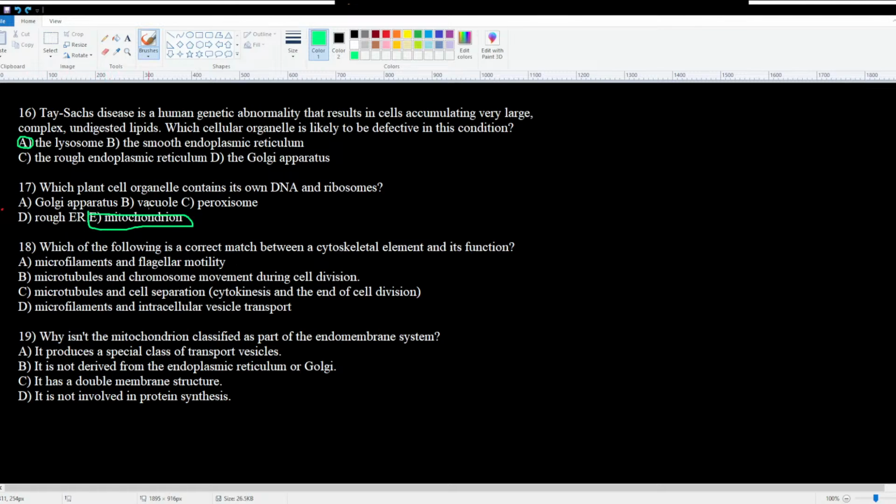Rough ER is not going to contain its own DNA. Vacuole is not going to contain its own DNA. Peroxisome, Golgi, same story. Like I said, this question is designed to trip you up. Don't be tripped up. Mitochondria exist in both plant and animal cells.